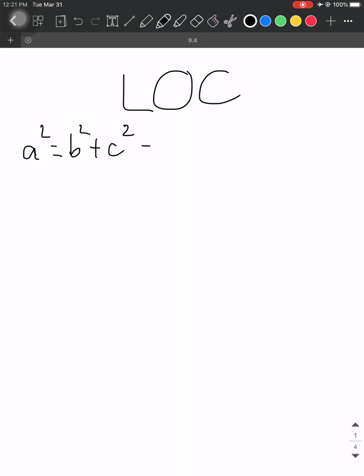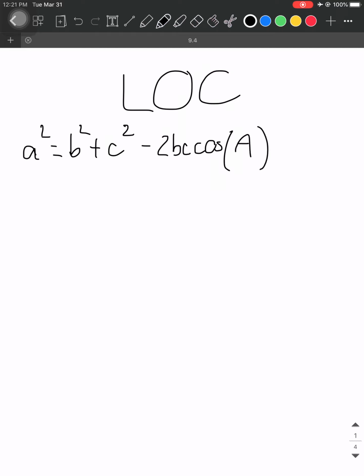Hi guys. So last time we learned about the law of cosines. Let me just put LOC in here for law of cosines. And it tells us that a squared equals b squared plus c squared, a part of the Pythagorean theorem. And then to balance it out, we also have minus 2bc. And because this is the law of cosines, then we also have cosine of A.